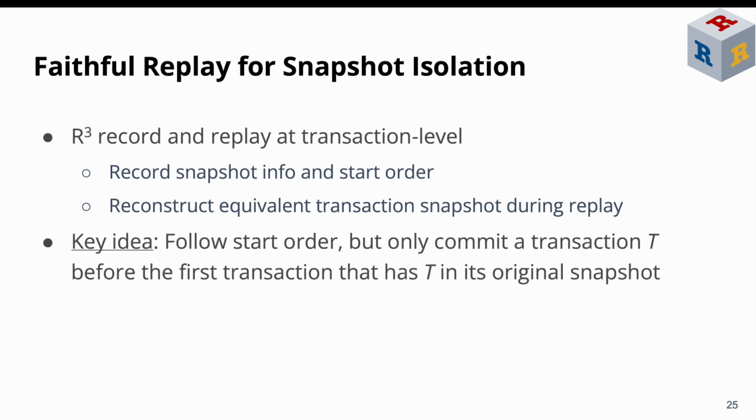The key idea is that we follow the start order to execute transactions. But after transaction T completes, we do not commit it, so other transactions can't see it. We only commit transaction T before the first transaction that has T in its snapshot. By controlling this, we can make sure that each transaction only sees data in its original snapshot.